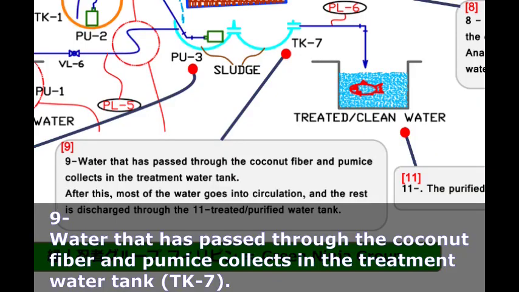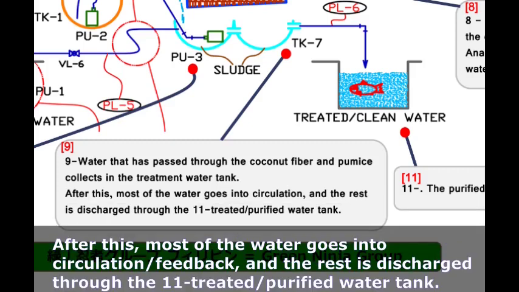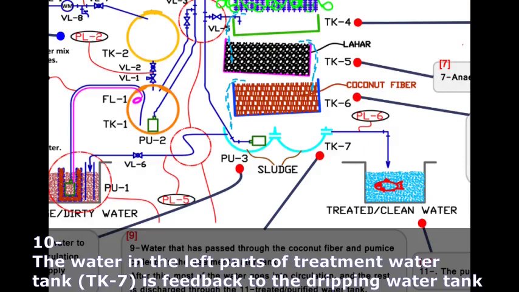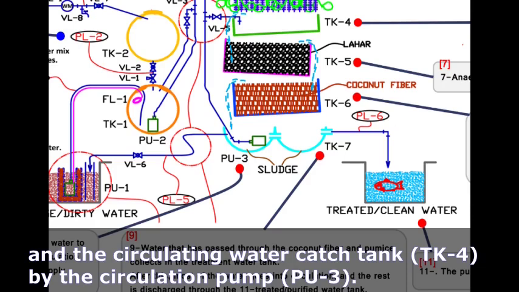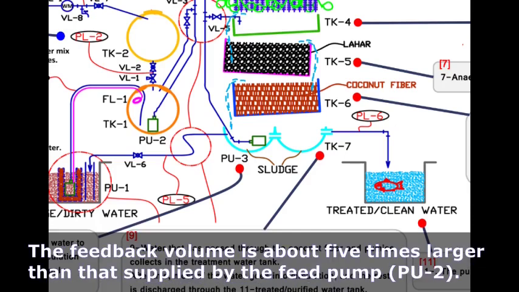Section 9. Water that has passed through the coconut fiber and pumice collects in the treatment water tank, TK7. After this, most of the water goes into circulation, feedback, and the rest is discharged to the treated/purified water tank. Section 10. The water in the left part of treatment water tank TK7 is fed back to the dripping water tank and the circulating water catch tank, TK4, by the circulation pump, Pu3. The feedback volume is about 5 times larger than that supplied by the feed pump, Pu2.